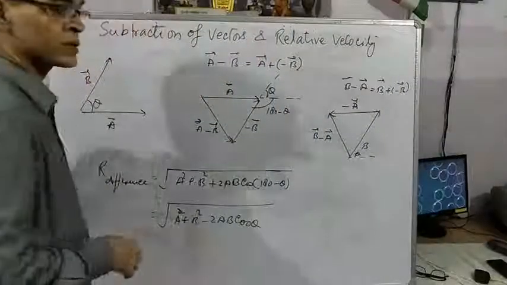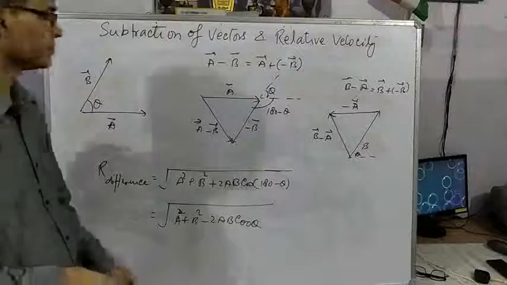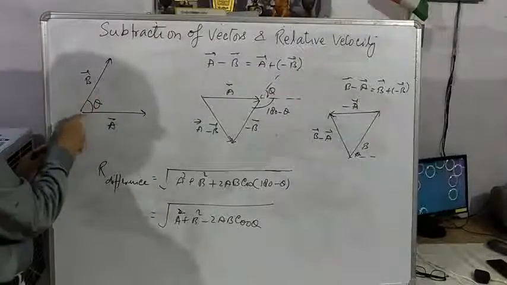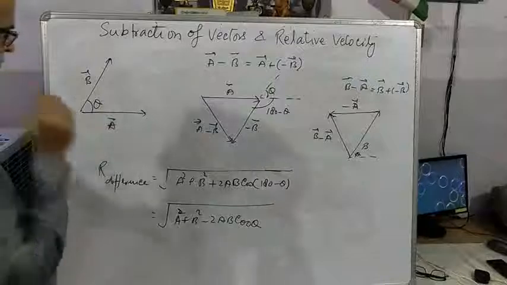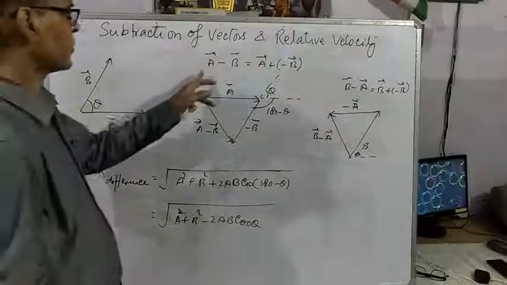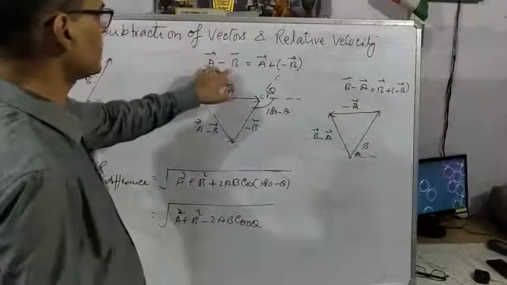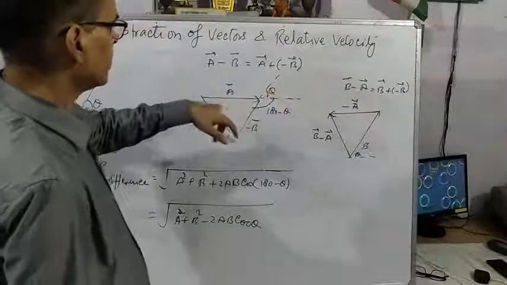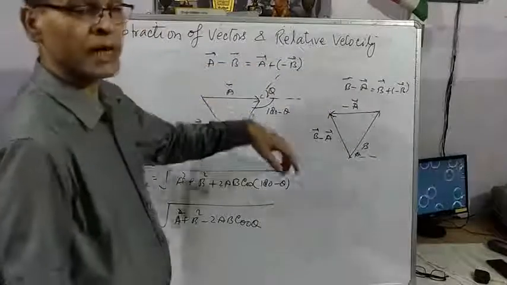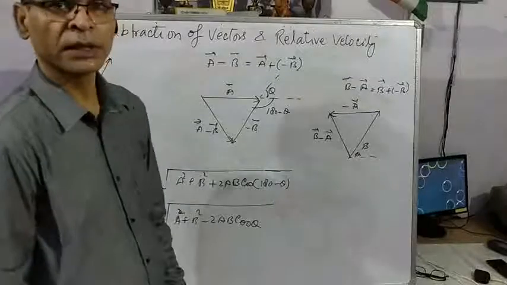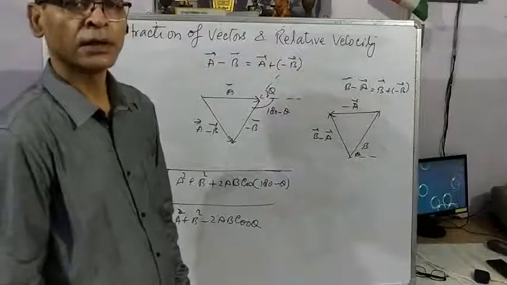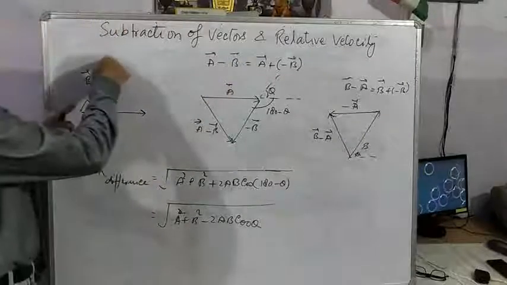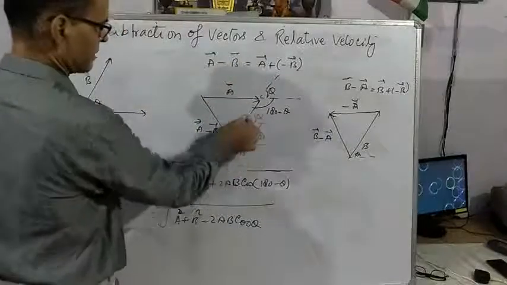Students, now I am going to explain subtraction of two vectors. There are two vectors A and B at angle theta, as we have taken in addition. Let us suppose we are going to find A minus B. A minus B can be written as A plus minus B. You have just seen that if the direction of a vector is reversed, that vector is represented with a negative sign. So this is the direction of B, so it will be minus B.